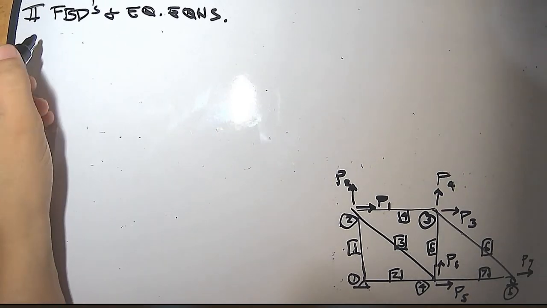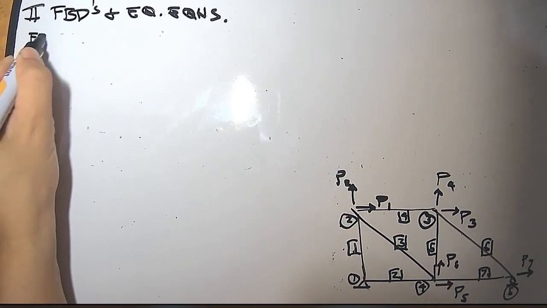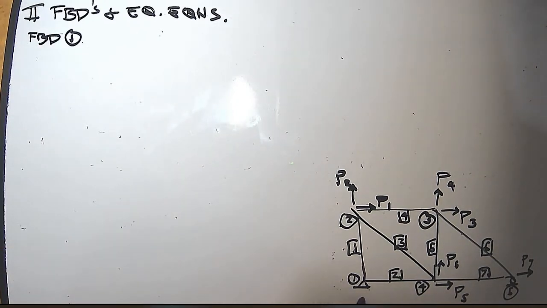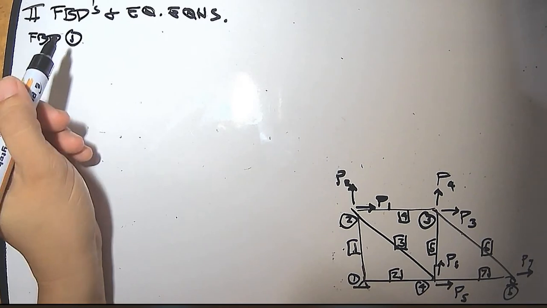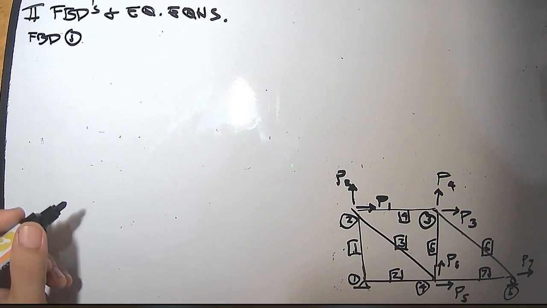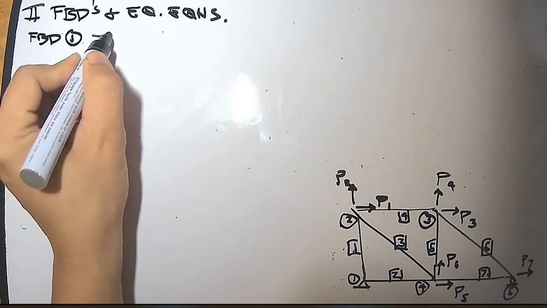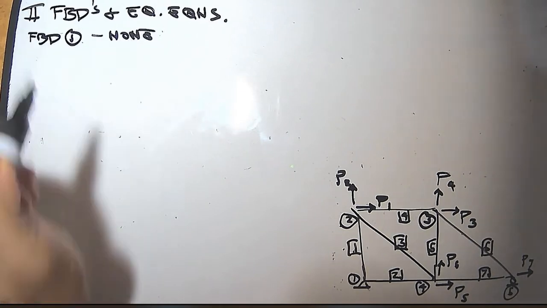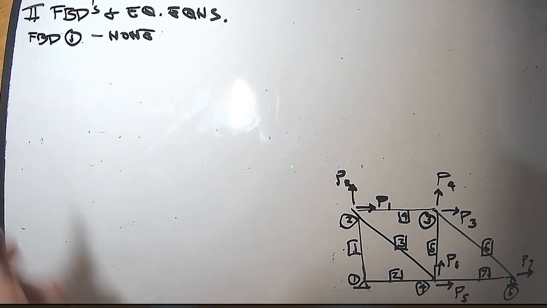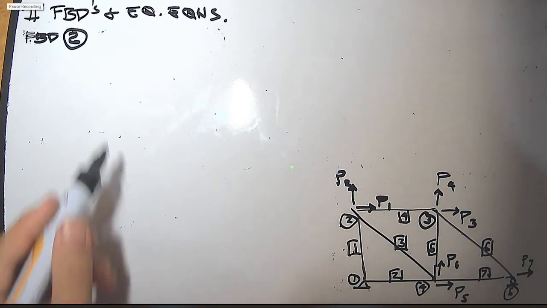Sa node 1, free body of node 1 is wala since this is support. Okay? Pero ilagay pa rin natin, ano? Free body of node 1 is none. Dahil, take note na walang displacement sa joint 1. Walang displacement sa X, walang displacement sa Y. Now, let's go to joint 2.